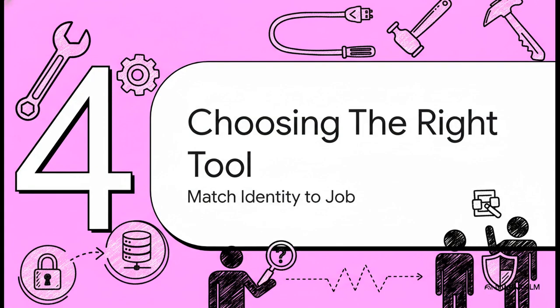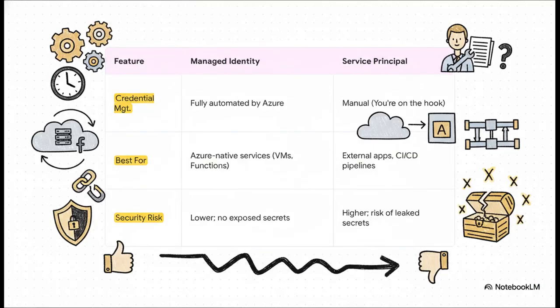So, okay, you've got these two very different options. How do you pick? Well, like with most things in tech, it's not about which one is better. It's about picking the right tool for the job. This table nails the comparison. With a managed identity, credentials are all automated. With a service principal, it's manual. You're on the hook.